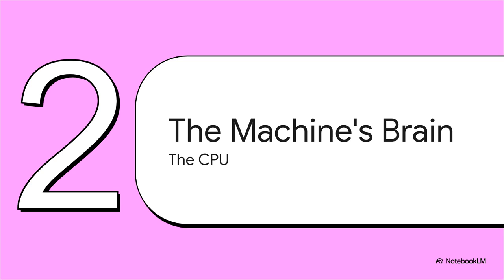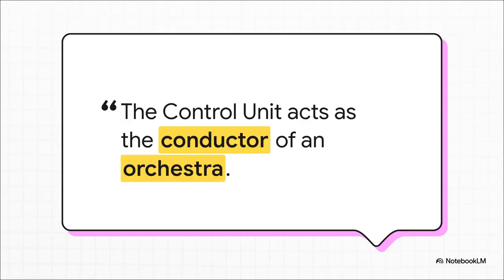Okay, so now that we know the language, let's meet the thing that actually speaks it. We're talking about the machine's brain, the central processing unit, the CPU. I love this analogy. It's just perfect. Inside that incredibly complex CPU, there's one part that's running the whole show. It's the control unit. And just like a conductor, its job isn't to play an instrument itself, but to make sure every other part plays its role perfectly and at exactly the right time.